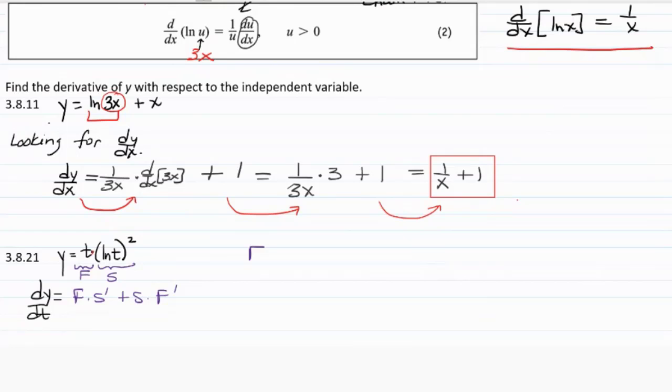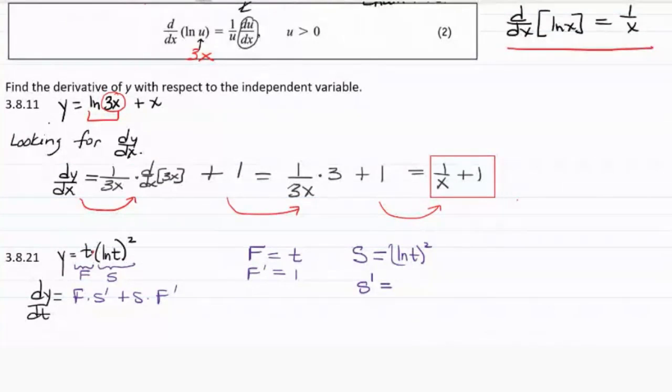So let's go off to the side and figure out what our f prime and s prime would be. If f is equal to t, then f prime is just going to be 1. And if s is equal to the natural log of t squared, let's figure out what s prime is going to be. All right, since it's a composition, we need to use the chain rule.